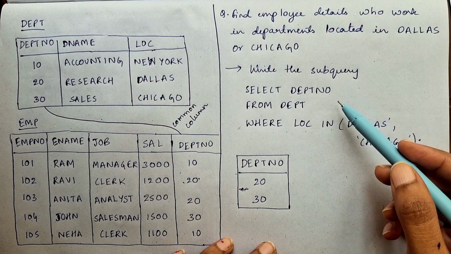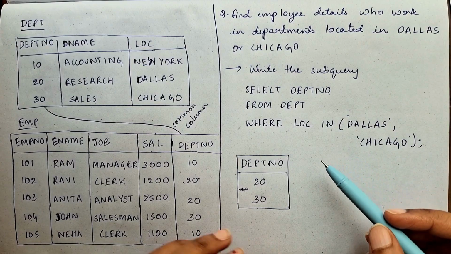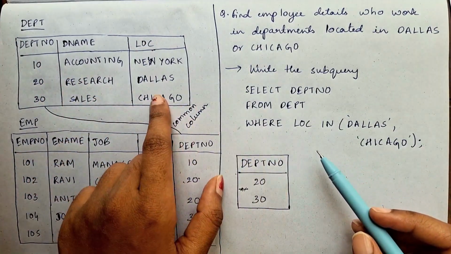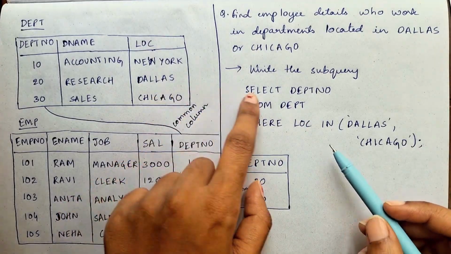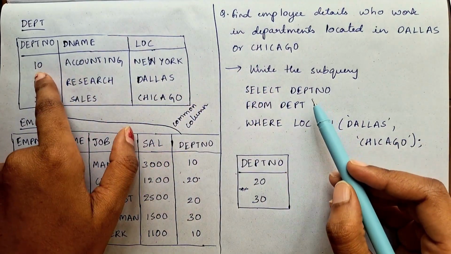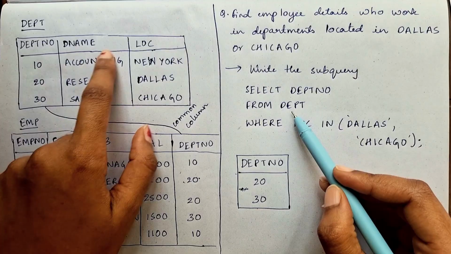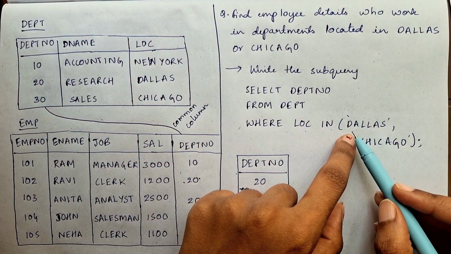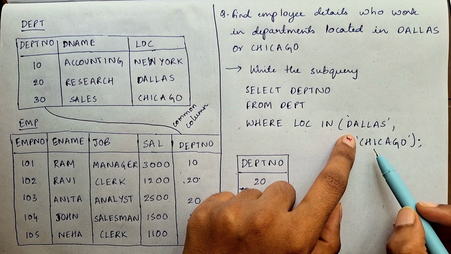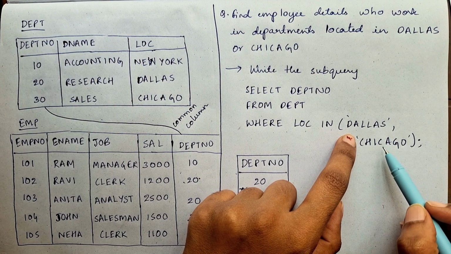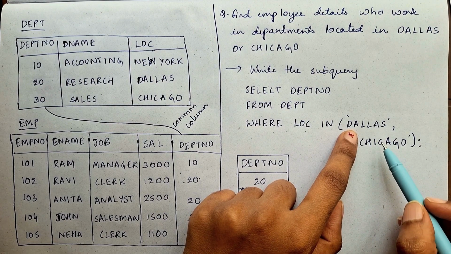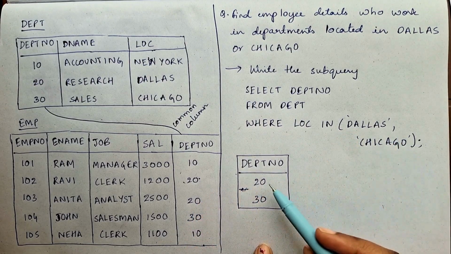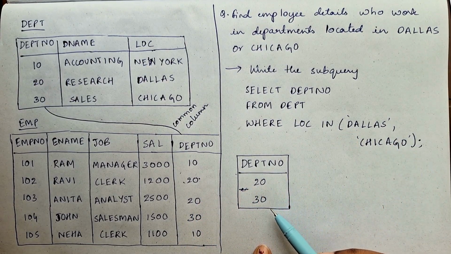First, we write the subquery to get the department numbers from the department table based on its location. So we write select department number from DEPT where location in, inside the parenthesis Dallas, Chicago, both enclosed within single quotes. And this query returns two values, that is 20 and 30.